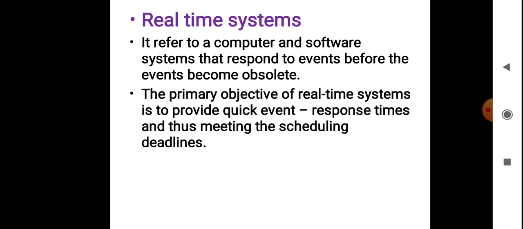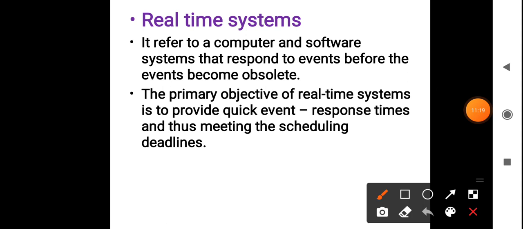So next one, real time systems. So what does it mean? A real time system refers to a computer and software system that responds to events before the events become absolute. So before the event actually happens, the computer will respond to the event.